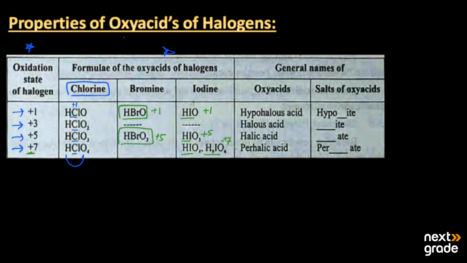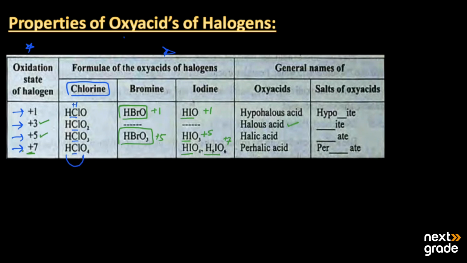Where the oxidation state is +1, these acids are known as hypohalous acids. On the other hand, if their oxidation state is +3, then their acids are known as halous acids.